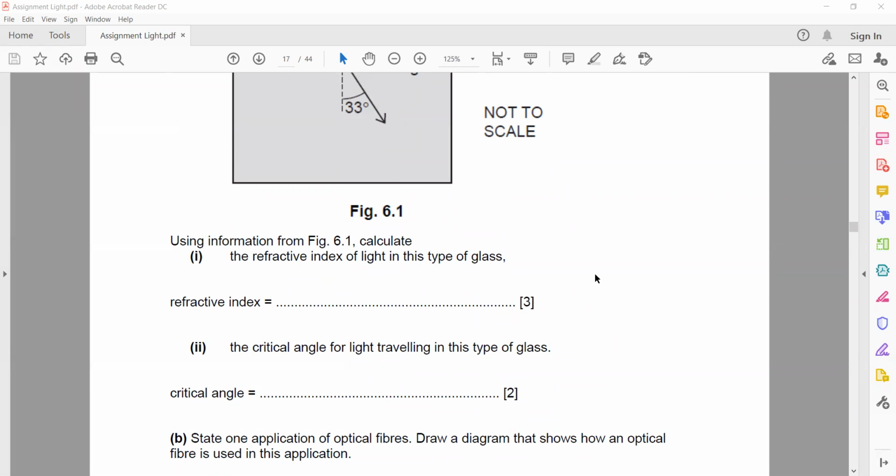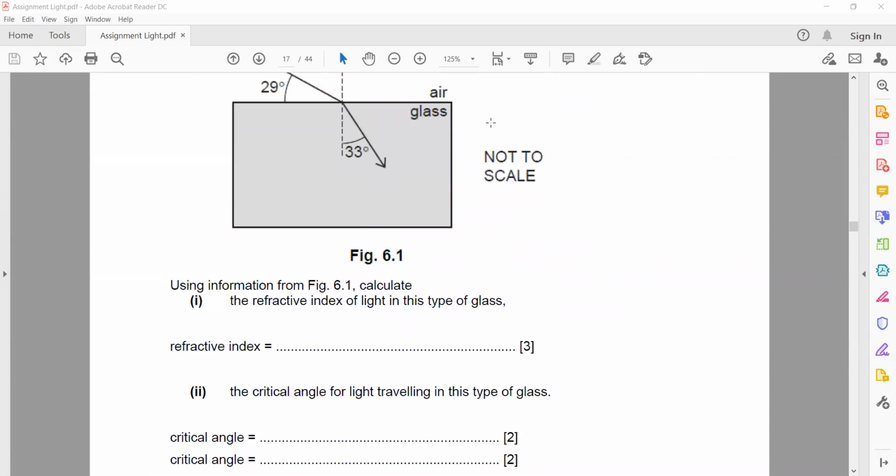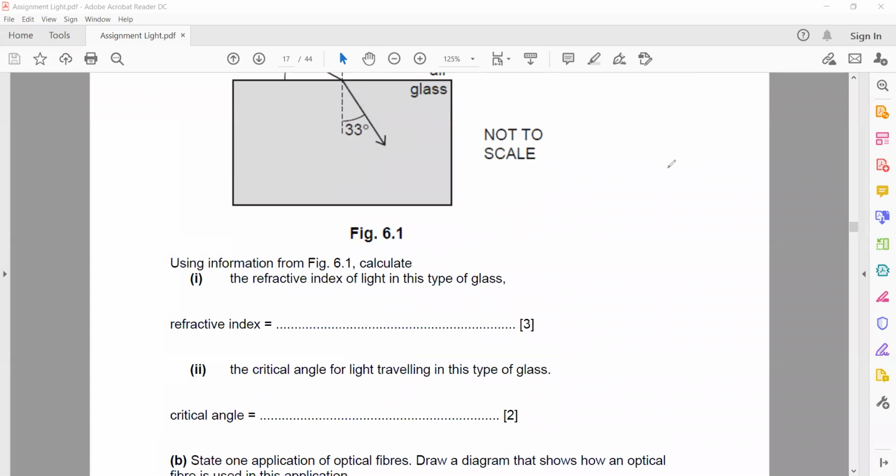The critical angle, how do we find it? Critical angle is when the light is moving from a denser medium to a rarer medium. The formula which relates critical angle and refractive index is n equals 1 over sine c, where c means critical angle. The angle of incidence is the critical angle when the angle of refraction is 90.